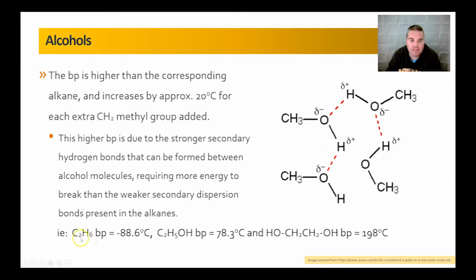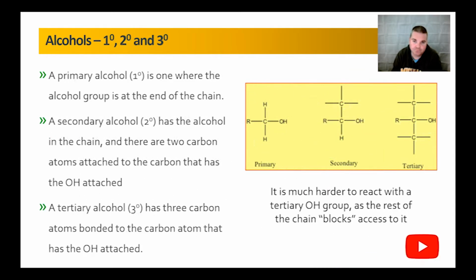You can have a look down here. Ethane, C2H6, has a boiling point of minus 88.6, so it's a gas at room temperature. As soon as you introduce an OH group and get that hydrogen bonding, your boiling point goes up to 78.3 degrees Celsius, so it's quite a significant increase. If you add two hydroxyl groups in, so you can increase the amount of hydrogen bonding even more, your boiling point goes up to 198 degrees. So the strength of that hydrogen bond really has an impact upon the boiling point.